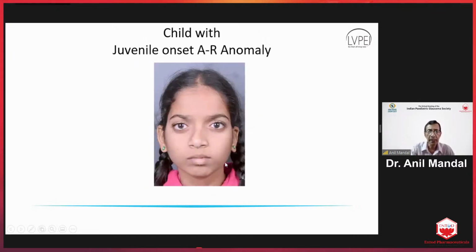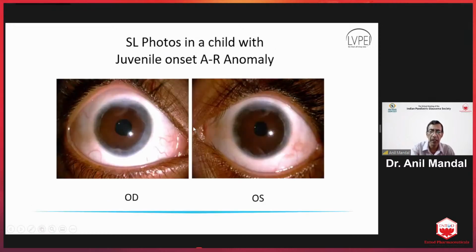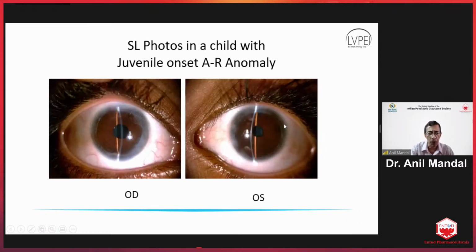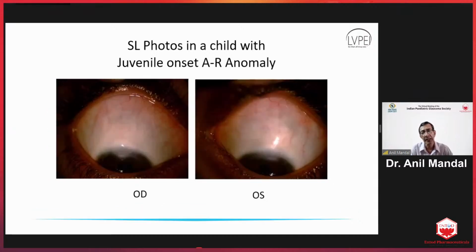Now, we examined the first child. The first child has juvenile onset glaucoma. And this is the clinical appearance of the right eye and the left eye. Intraocular pressure was borderline. We supplemented with medical therapy. We followed up the patient for some time and then realized it's better for the child to go for surgical intervention. Combined trabeculotomy, trabeculectomy without any antimetabolite was used, right eye followed by the left eye.